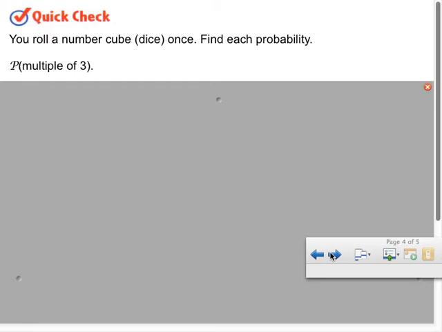All right, here we go. You roll a number cube. The book calls it a number cube. It's just a dice. You roll a number cube once. Find the probability that you're going to roll a multiple of 3. A lot of you, I can tell you have ideas about this. I want you guys to put it on paper and see if we're right. We'll discuss it once everybody's tried on their own. Shh, quietly to yourself.